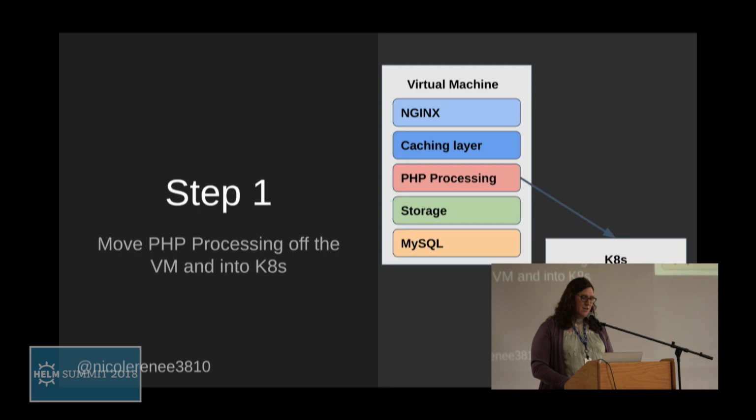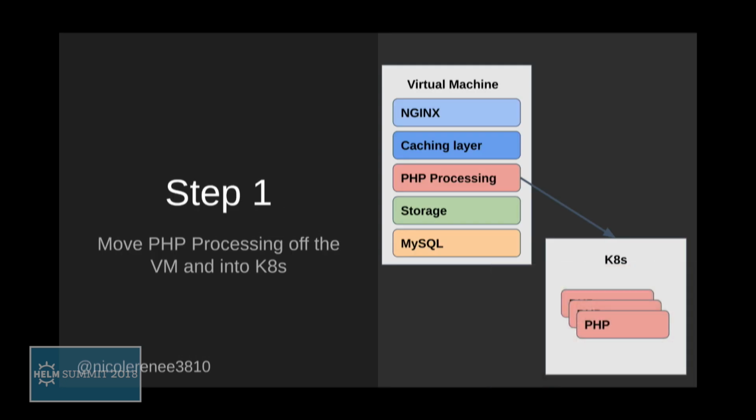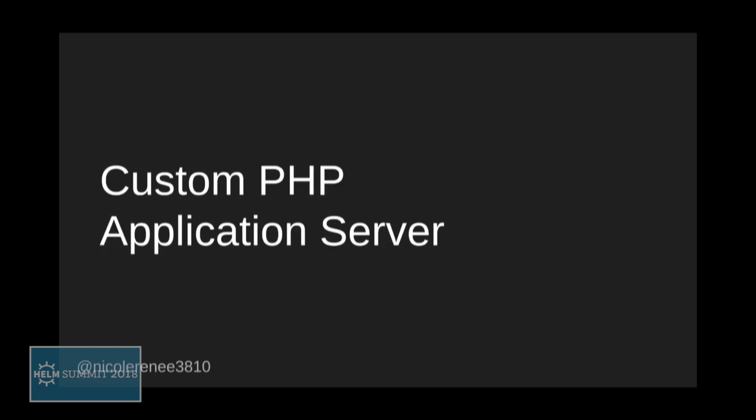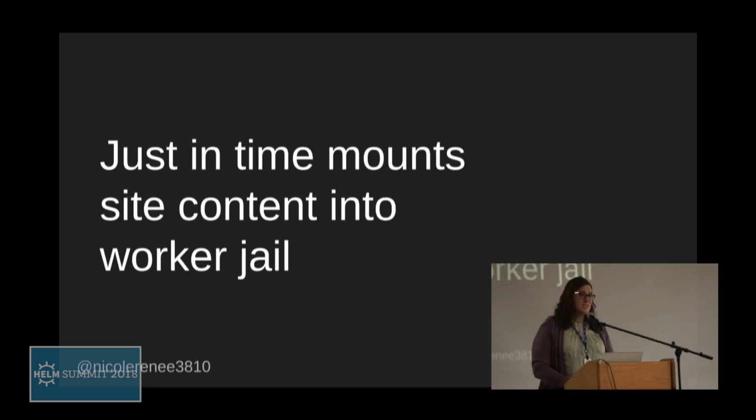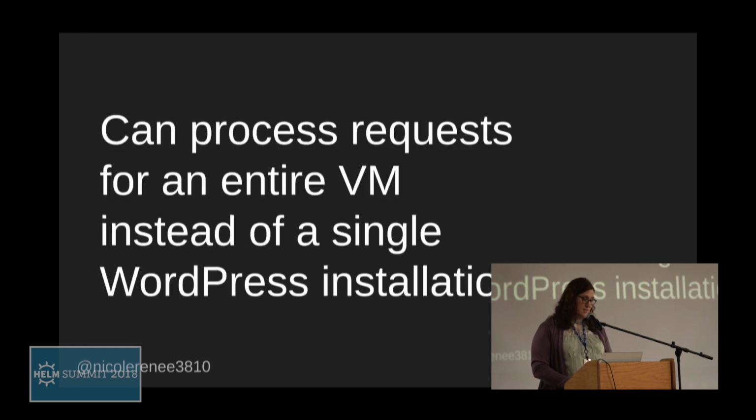So where do we start? The first thing we came up with in our process of our evolution was to move the PHP processing, the most compute-intensive part, off of the virtual machine and into Kubernetes. We looked at a lot of things to do this. Nothing would work out of the box, so we had to build our own custom PHP application server. It's written in Golang, and it runs PHP-FPM workers, and each worker is in its own individual namespace jail. And we just in time mount the site content for the WordPress install that's receiving the request into the worker so that the worker can process it, and then after that's complete, we clean up the worker and make it available for the next request.